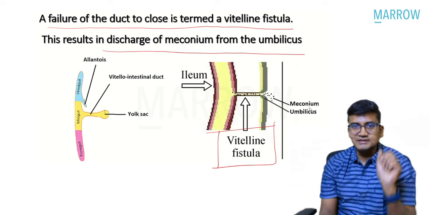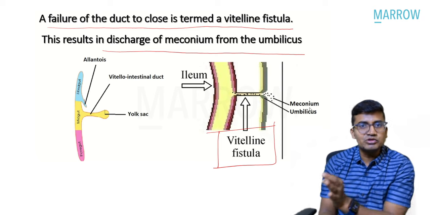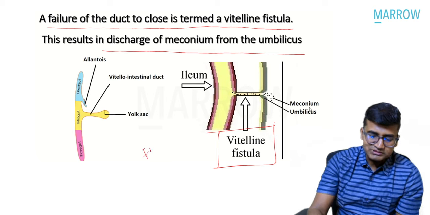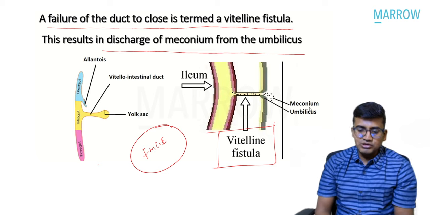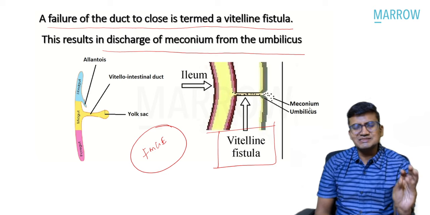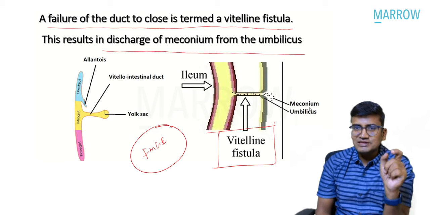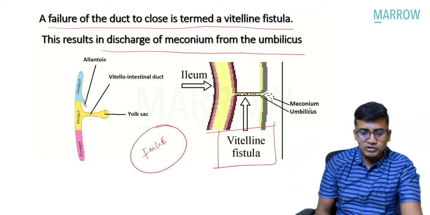So now we have two cases. Urine around the umbilicus is due to urachal fistula, meconium around the umbilicus is due to vitelline fistula, and this is the recent FMGE question. Sometimes only a part of the vitelline duct, not the entire tube, remains patent and in turn forms Meckel's diverticulum. I hope you know that.